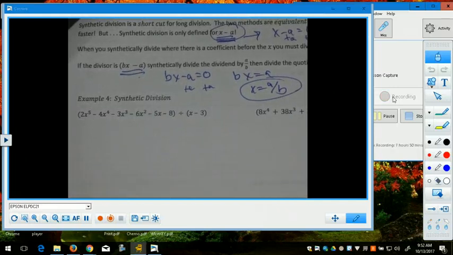Yes, sir? I remember last year we did it with polynomials as well, but it takes 2 steps. It's more involved than just this, yes. Yep.